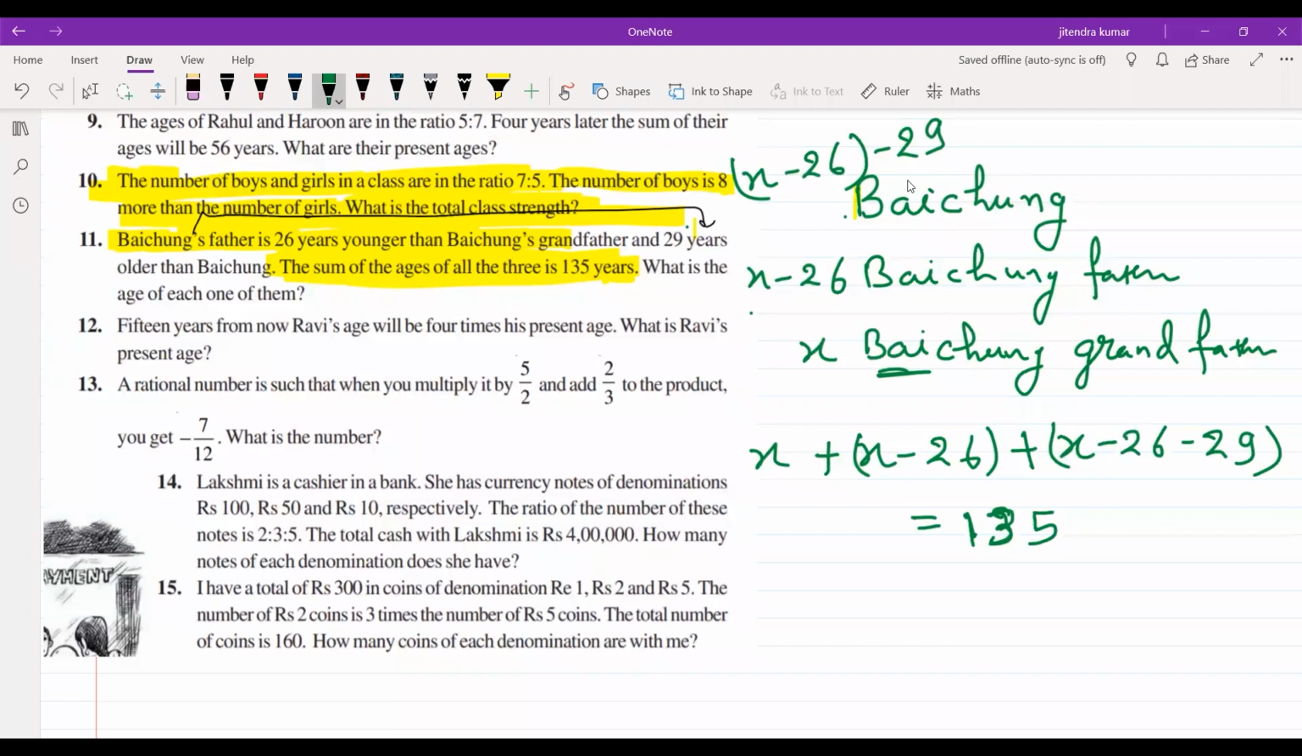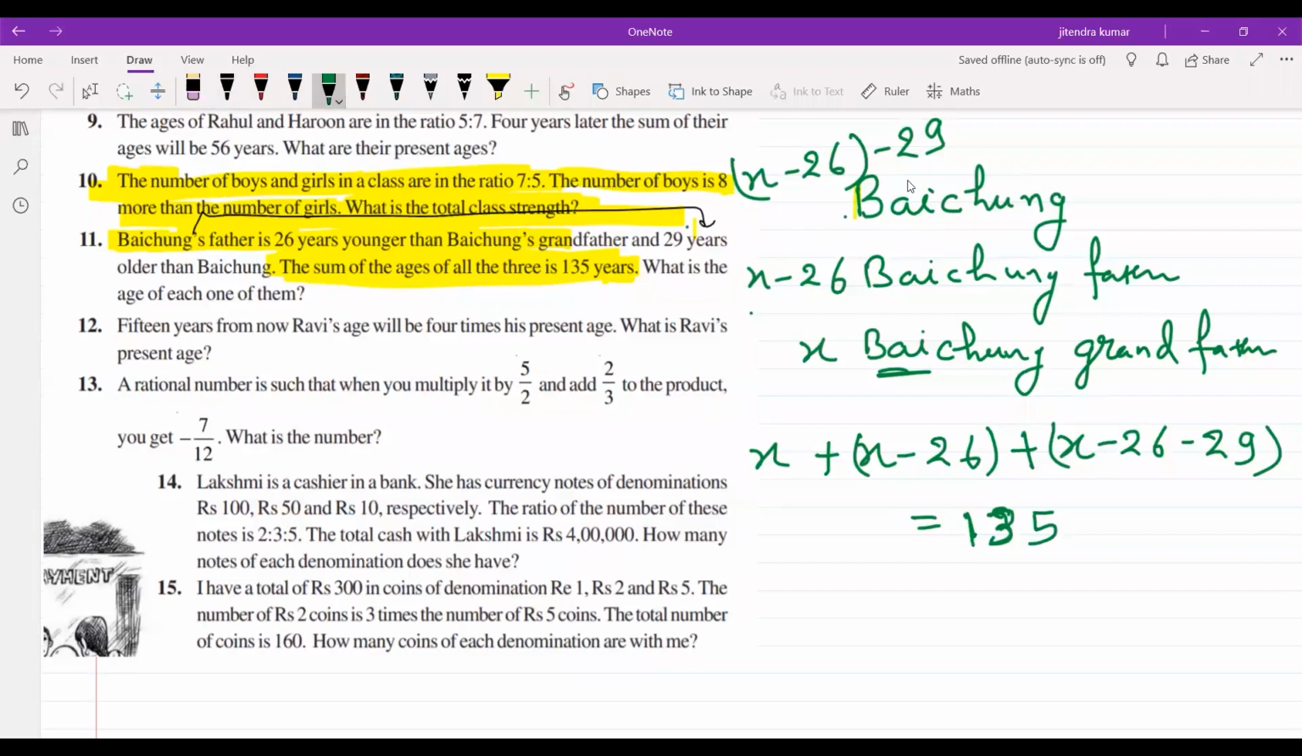Divided by 3, x is equal to 56. Check it again. So x is equal to 46. Sir, 46. So Baichung's father's age is 46. Okay, correct? Let me see. I'm not sure about this.